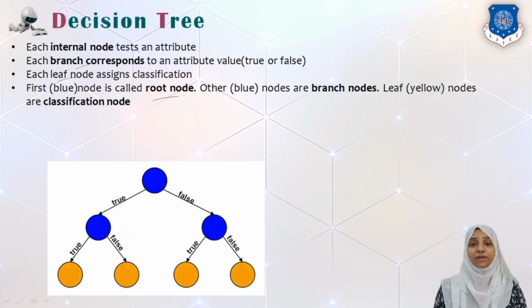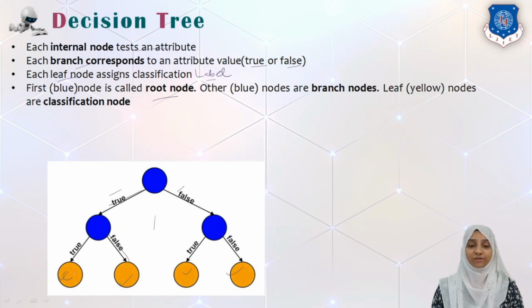So an internal node is a node which tests an attribute. Some attribute is tested and the outcome of that attribute can be either false or true. And each branch in a particular decision tree corresponds to one value or an output of an attribute. In this example, we have covered two outputs of each attribute, that is true and false. A leaf node in a decision tree assigns a classification label. So the classification label is assigned with these orange circles.